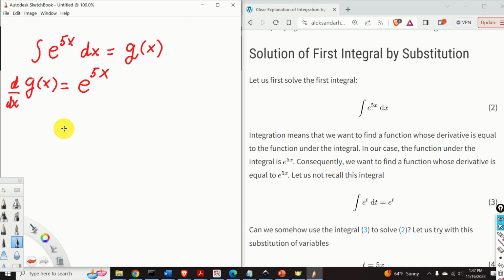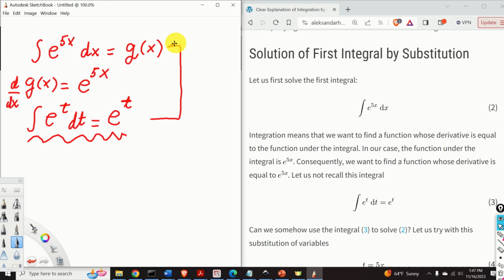How to solve this integral? Well, do we know how to solve this integral? Yes, we know. The result is simply e to the power t, where t is a new variable. How can we verify that? Well, we can take the first derivative of e to the power t, and obviously we obtain e to the power t. Now here's the main question. Can we use this simple integral to solve this more complex integral?